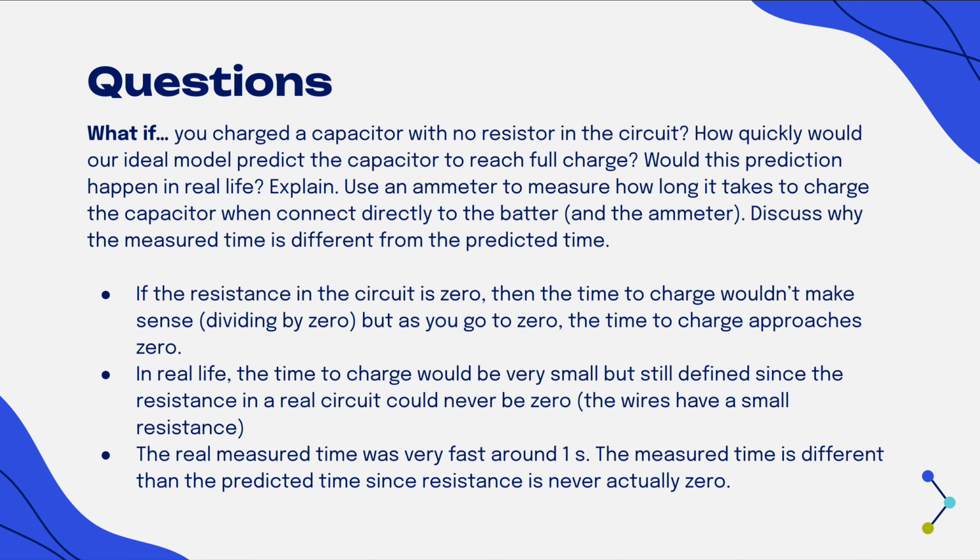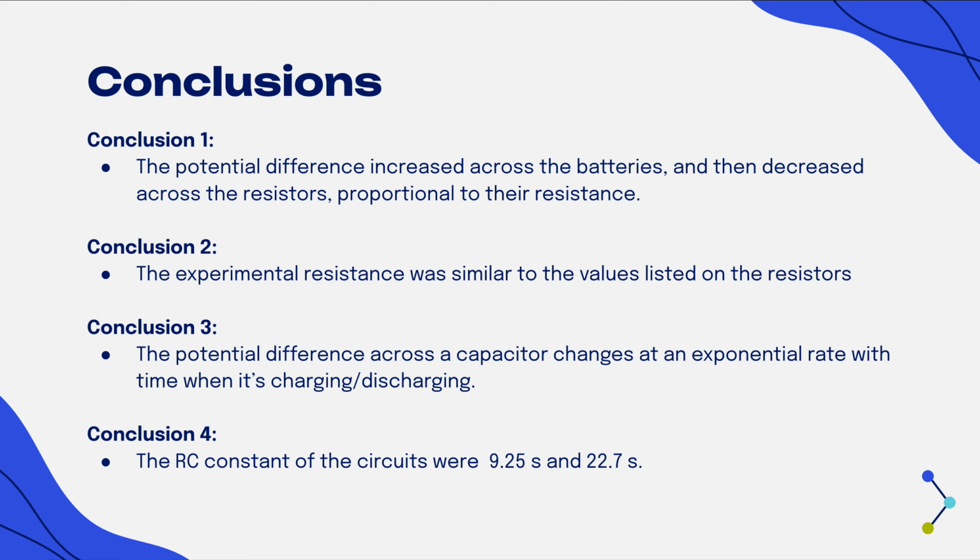So if we were to use no resistor in the circuit, would the charging time make sense? Because you can't really divide by 0. But as you go to 0, if you take the limit, the time to charge also approaches 0. So in real life, the time to charge would be very small, but it would actually still be defined because it's not possible to have a wire with zero resistance. Wires themselves actually have a little bit of resistance anyway. And then when we actually did it, the measured time was around 1 second, even a little bit lower. And it's different than the predicted time of infinitely small because the resistance is never actually zero.